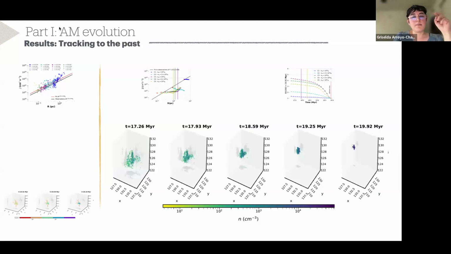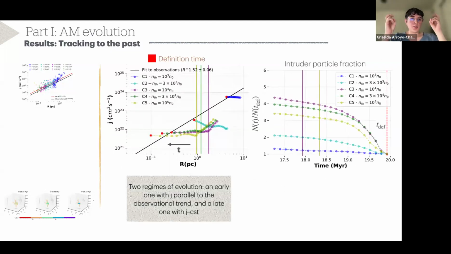So what I show you here is the visual evolution of a clump tracked from the past. Here the definition time is on the right. So this is the small blue or purple clump. And as we go back in time, we see how these particles are more dispersed in the past. Here I am just showing the member particles. In principle we also have intruder particles, which would be the blue particles, but I am not showing them here. About the evolution, how can this evolution be seen visually in the J-R plot?